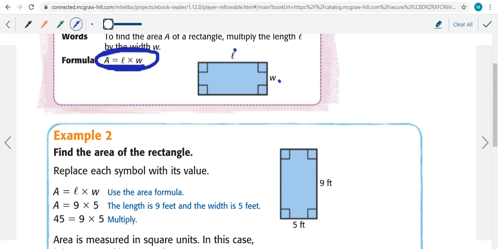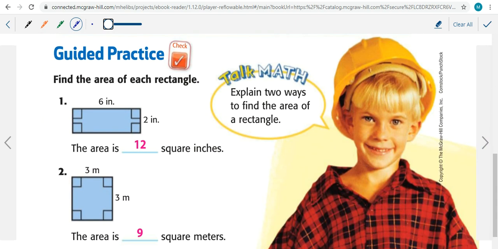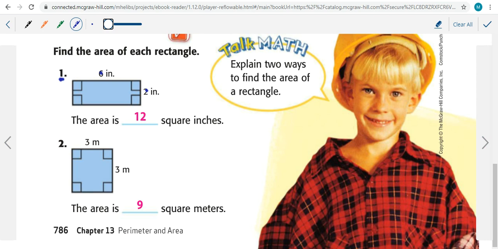Now, find the area of the rectangle. Replace each symbol with its value. To find the area of this, we multiply length times width. 9 times 5 is 45, so the answer is 45. Now, find the area of each rectangle. How do we find it? We multiply length times width. The area is 6 times 2, which is 12. Number 2, we find length times width, which is 3 times 3 is 9.